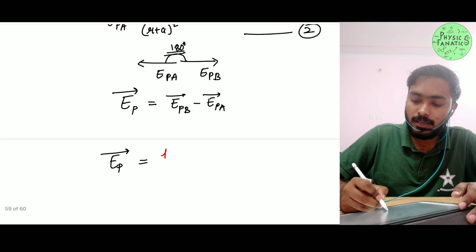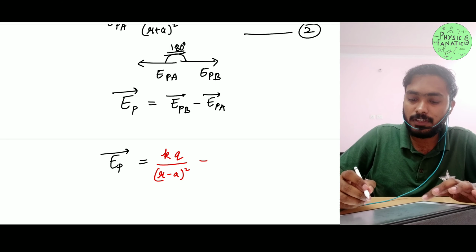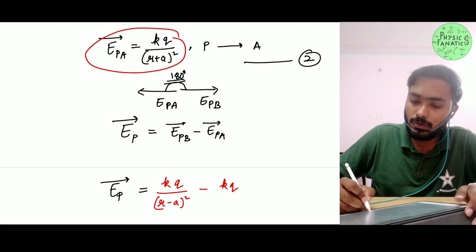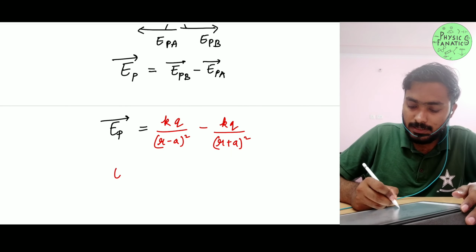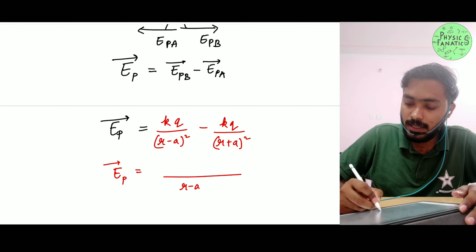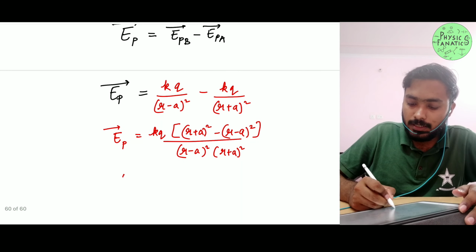So let me write it. kq upon (R minus A) whole square, minus EPA. EPA, you can see, is kq upon (R plus A) whole square. Now all I have to do is solve this calculation. So let's try to solve it. This is EP total. Take the LCM. This is (R minus A) whole square, this is (R plus A) whole square. Take kq common. You will get (R plus A) whole square minus (R minus A) whole square.